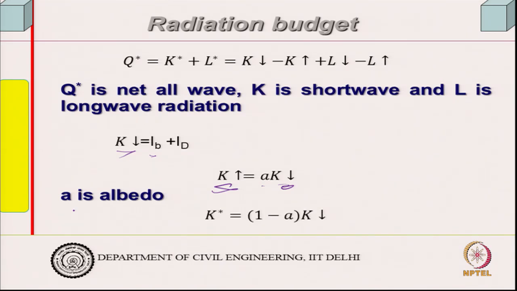I can combine for all wavelengths and take an average. Now, K star is how much, is the net.